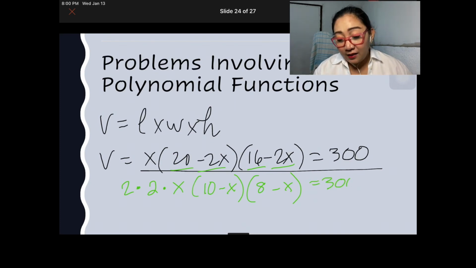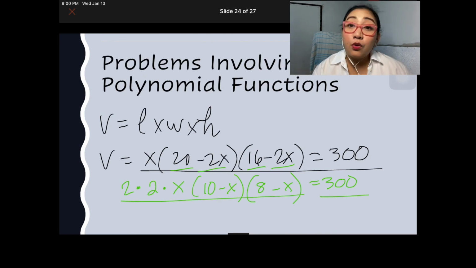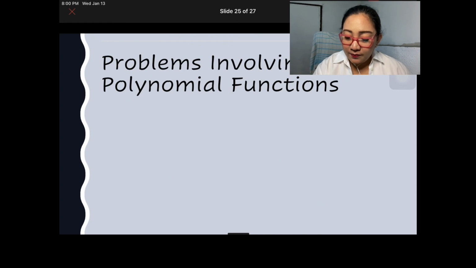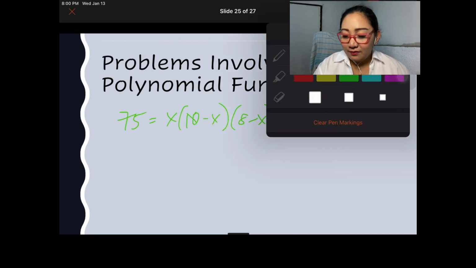So, dahil ayoko ng malalaking numbers, paliliitin natin yan. So, I'm going to divide everything by 2 times 2 or 4 para mawala siya. I will have 75 equals x times 10 minus x times 8 minus x. Okay? And then what? Anong mangyayari?